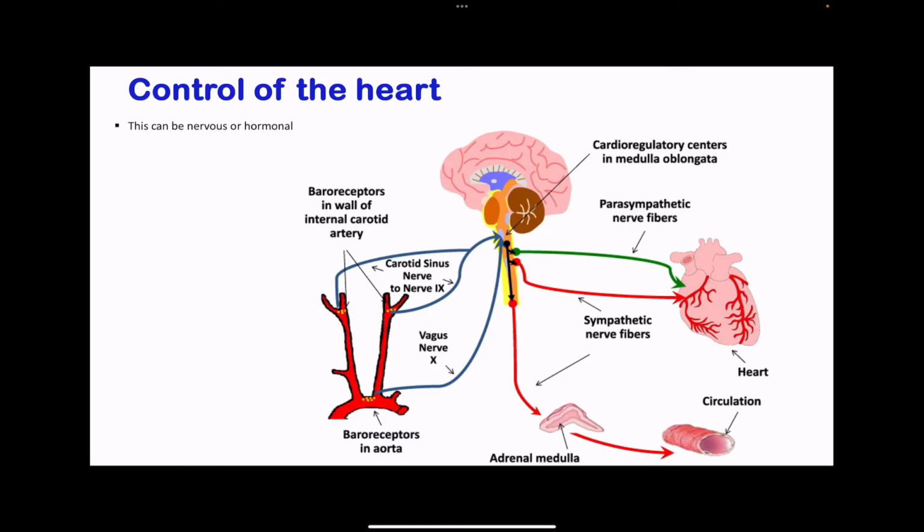Then we have the chemoreceptors. These are found in the walls of the aorta as well as the carotid arteries. During exercise, the higher concentration of carbon dioxide decreases the pH of the blood, and this is going to be detected by the carotid and aortic chemoreceptors, sending an impulse through the sensory neuron to the cardiovascular control center in the medulla. Impulses are going to be sent down through the sympathetic nerve to the heart.